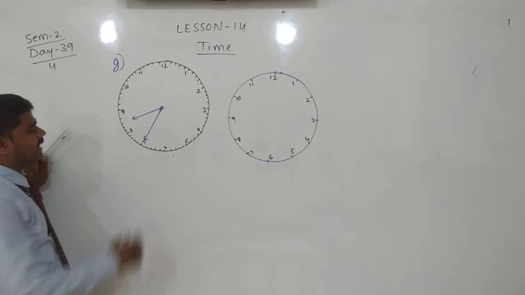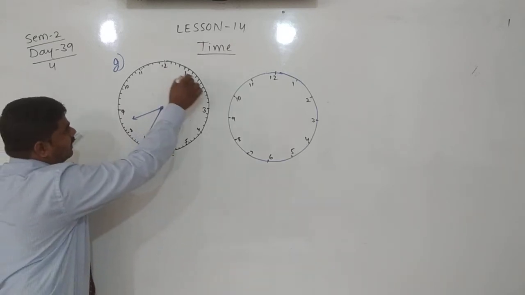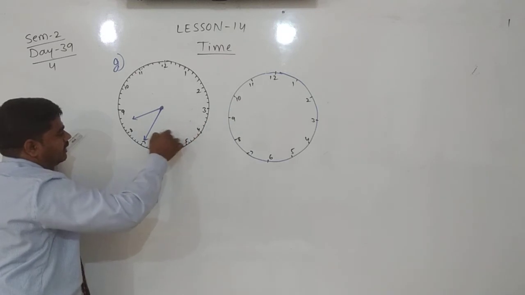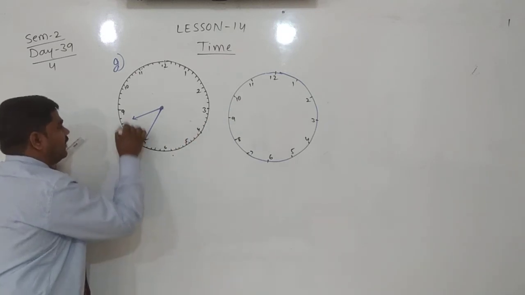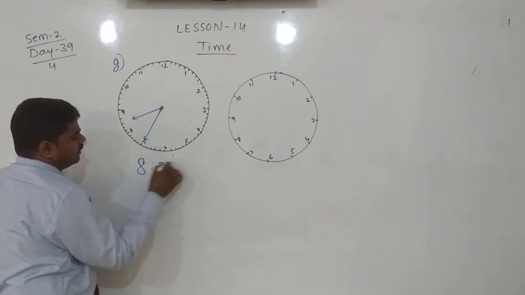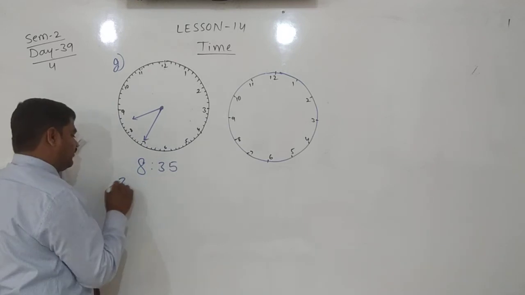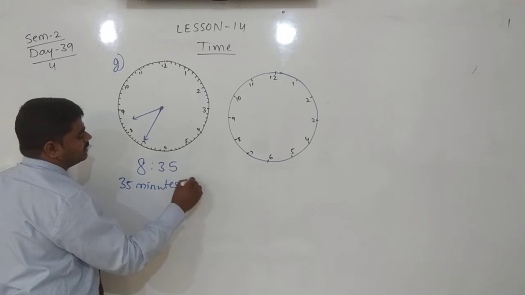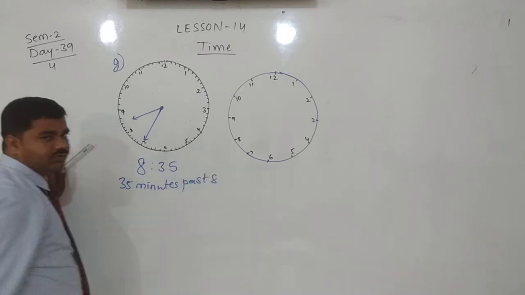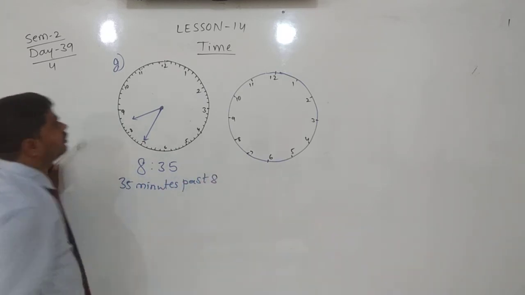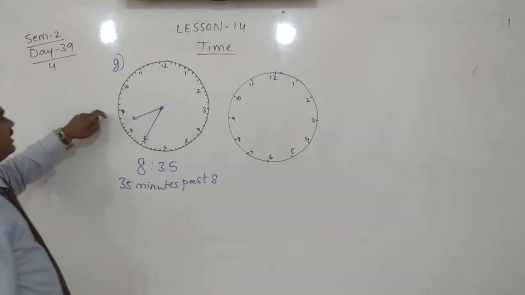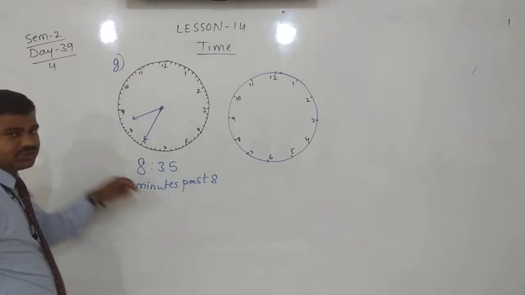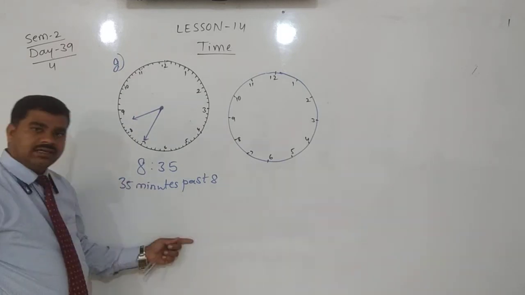Then we can write what's the time. How many minutes? 5, 10, 15, 20, 25, 30, 35 minutes past. After 8, 35. Then we can write 35 minutes past 8, or we can write 25 minutes to 9. How many minutes are remaining? 5, 10, 15, 20, 25 minutes to 9 also we can write.